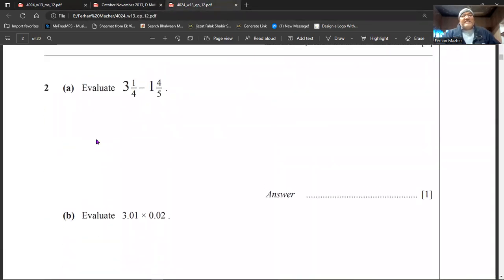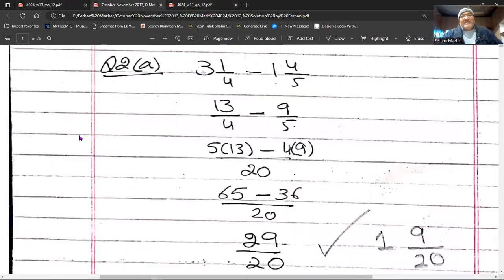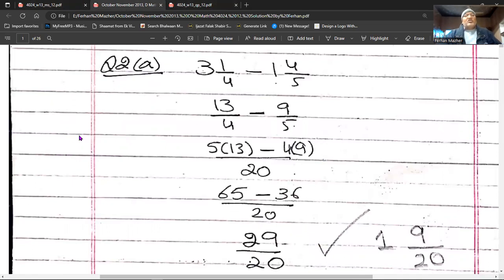Question number 2, A part, evaluate 3 whole 1/4 minus 1 whole 4/5. Here we have 2 fractions which are subtracting from each other. So what we will do, I will convert these mixed numbers into improper fractions, and then I will subtract them by taking their LCM. 4 3s are 12, 12 plus 1 is 13. So 13/4 minus 5 1s are 5, 5 plus 4, that will be 9, 9/5. And then I will make their denominators the same, or you can say I will take their LCM. So 13/4 minus 9/5. I will take the LCM of 4 and 5, which is 20.